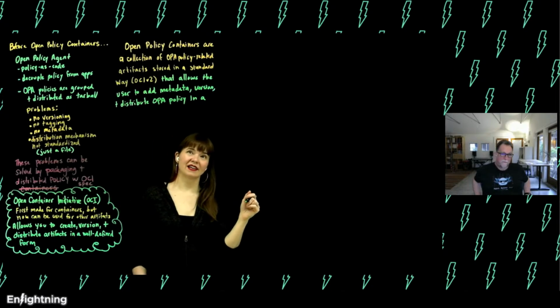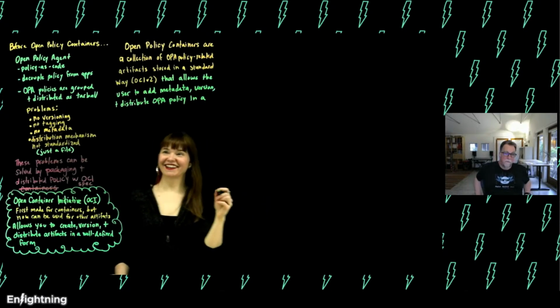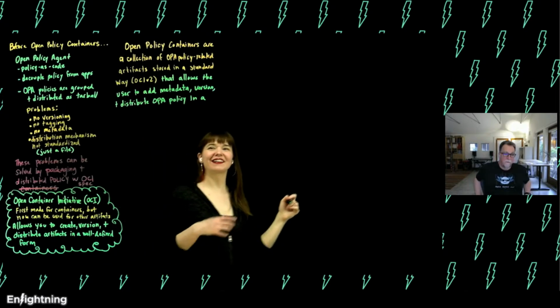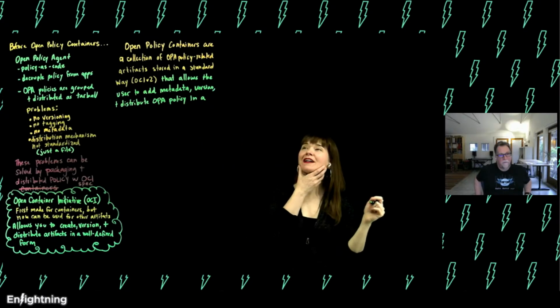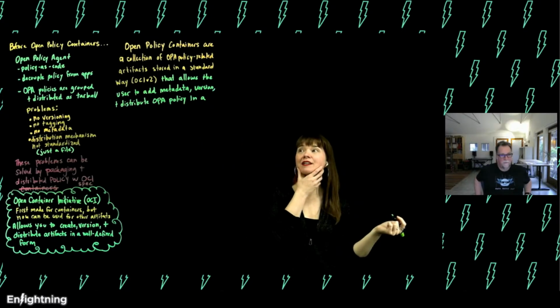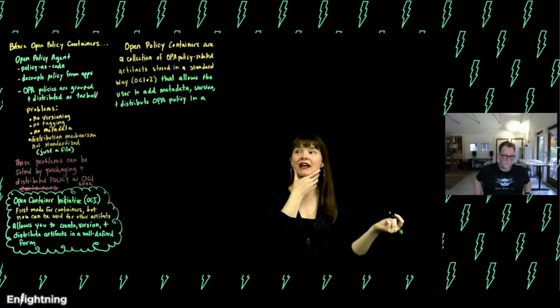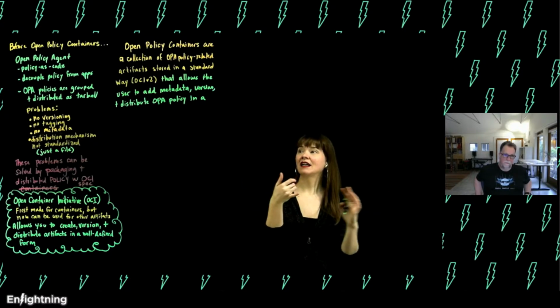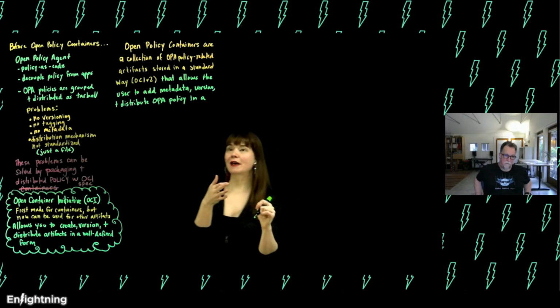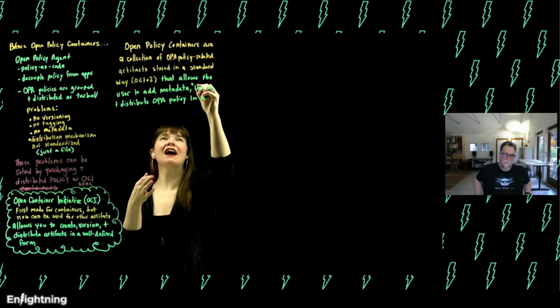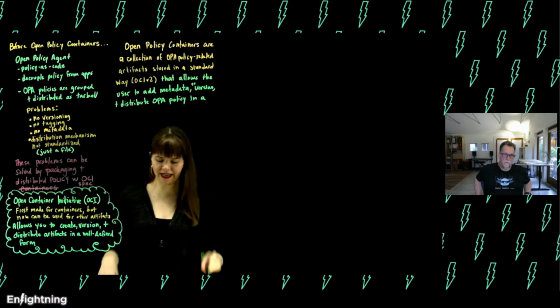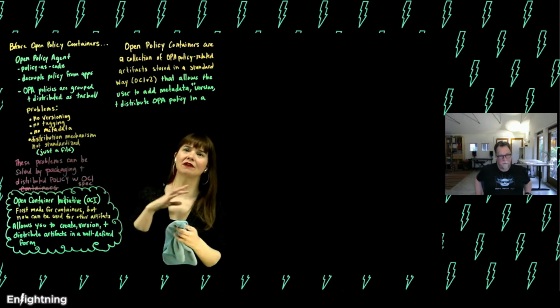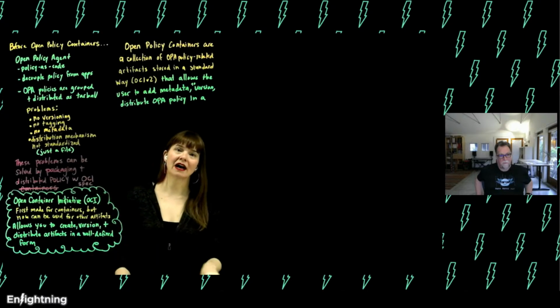In a standardized, industry... I wanted, so here's what I have so far. Open policy containers are a collection of OPA policy related artifacts stored in a standard way, which is OCI v2, that allows the user to add metadata, to version, and to distribute OPA policy. I kind of want to say in a standardized way, but really I want to say something about how ubiquitous and how accessible OCI is.